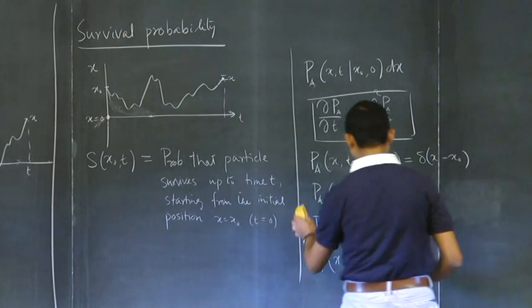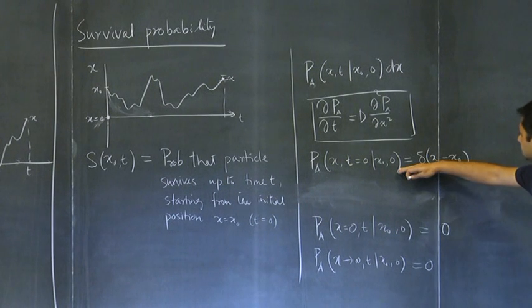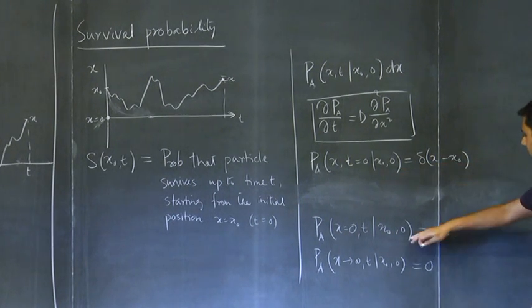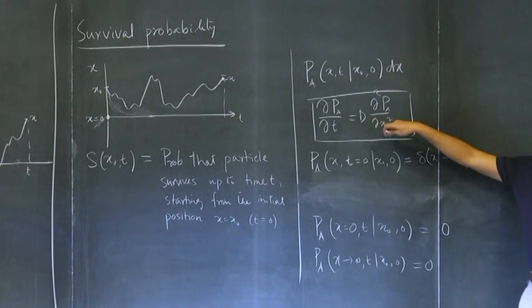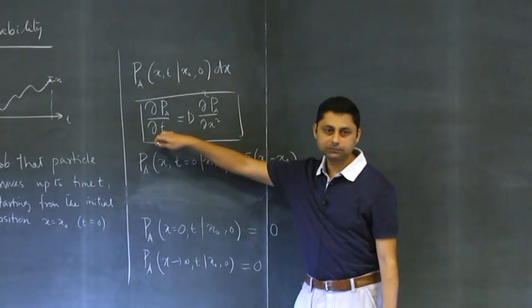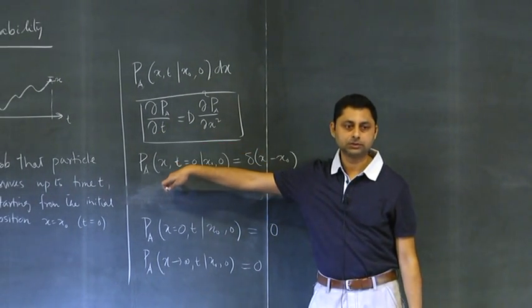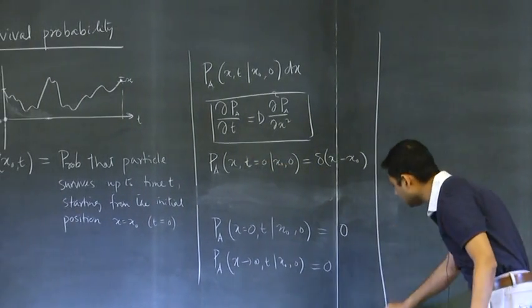So let us remove this guy. Using this initial condition and these two boundary conditions, this is enough because there are two derivatives in x, so we need two boundary conditions. There is one derivative in time, so we need one initial condition. So, this is what we are going to solve.